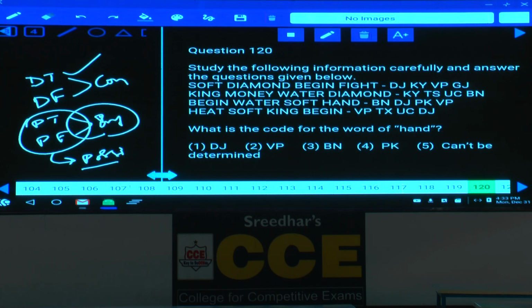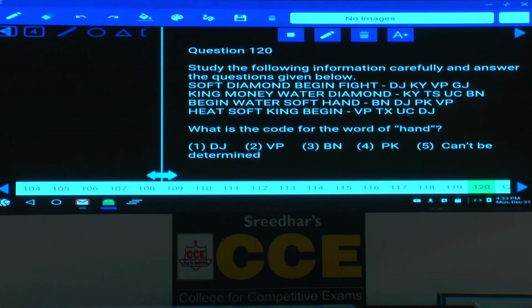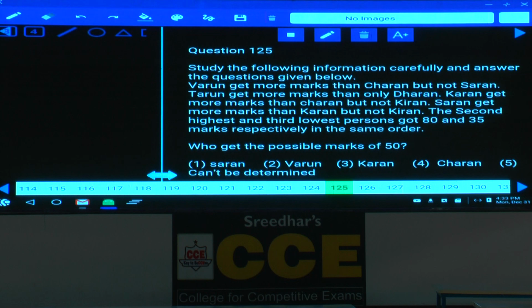Done? Next one, question number 120 onwards. Now 120 completed, yes, 122 it's a regular coding and decoding. Next one after this, 124 and 125 onwards. Now in this question number 125 onwards, yes, 125 to 128 comparisons.